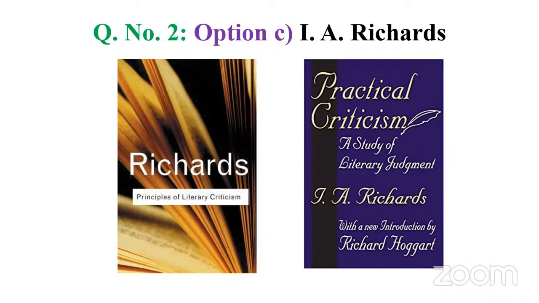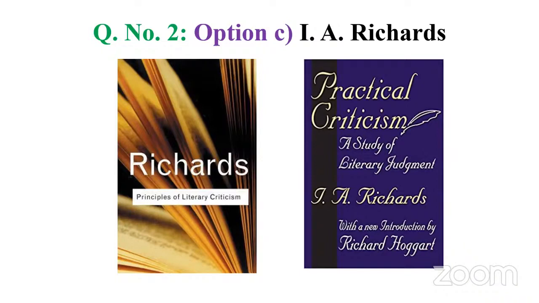And another famous work by I.A. Richards, Principles of Literary Criticism. In this collection, we have another famous essay by I.A. Richards, The Two Uses of Language. What are the two uses of language? That might be a possible question. What are the two uses discussed by I.A. Richards in his essay, The Two Uses of Language? Number one, emotive. Number two, scientific.